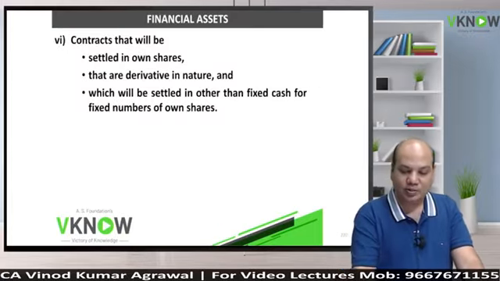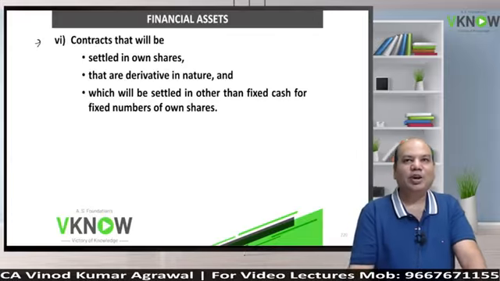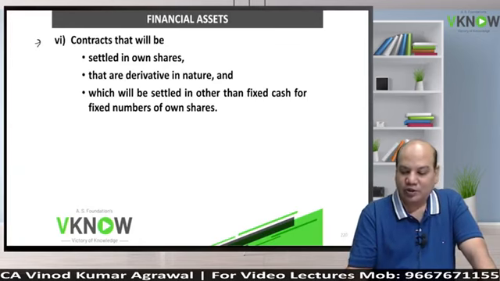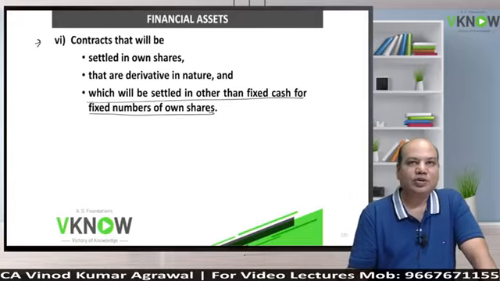Then element number 6. This is the reverse of element number 4 of financial liability. A contract that will be settled in own shares, that is derivative in nature and which will be settled other than by fixed cash for fixed number of shares. Same thing they have mentioned. Then it will become a financial asset.